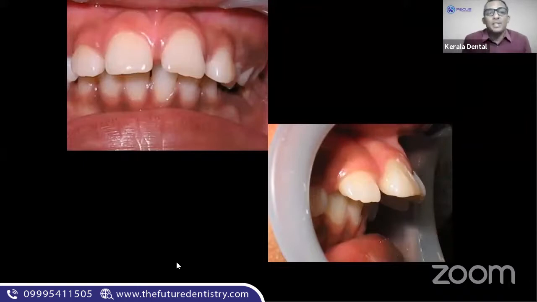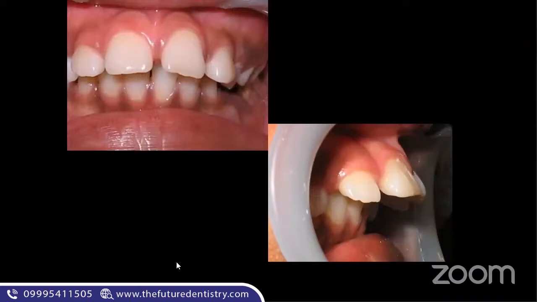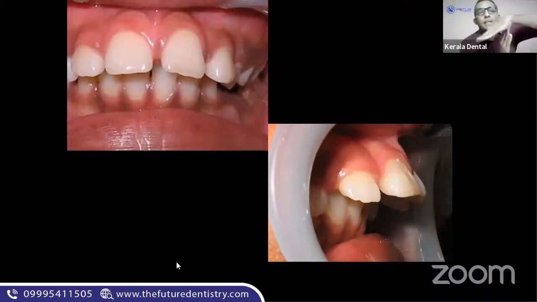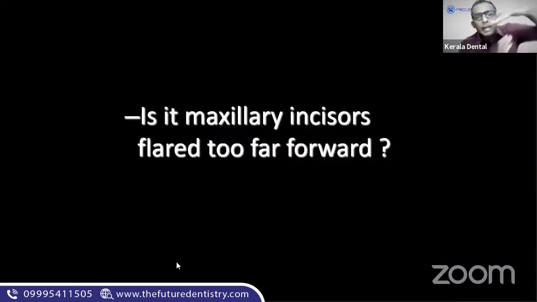That's a huge overjet. So the moment the patient is in front of you, with the father and mother sitting in front of you, with a huge overjet, they say, my son's teeth are coming forward. Teeth coming forward. Now, let's look at this. So, are his maxillary incisors really forward? How do you know whether the maxillary incisor is really forward?